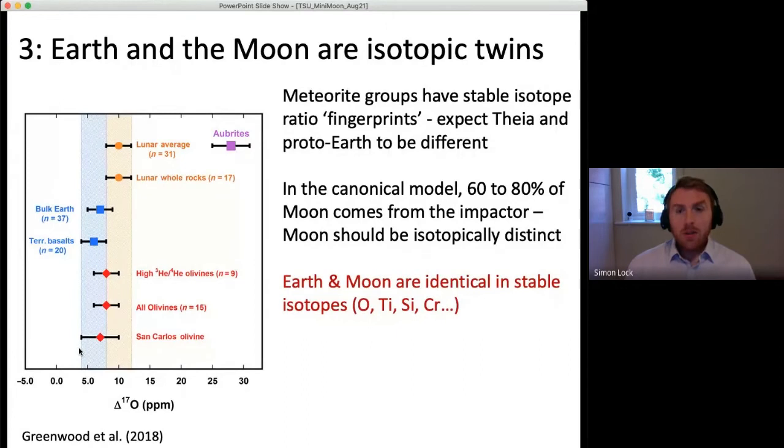However, that is not what we see. What we find is that the Earth and the Moon have almost identical values, to the point that we're now arguing over whether these two bars, the blue one being the Earth and the orange one being the Moon, are at all distinct, or whether within error we can actually tell the difference between the Earth and Moon. Which is incredible because over time we have got so much more precise oxygen isotope measurements, and yet still the Earth and Moon seem identical.